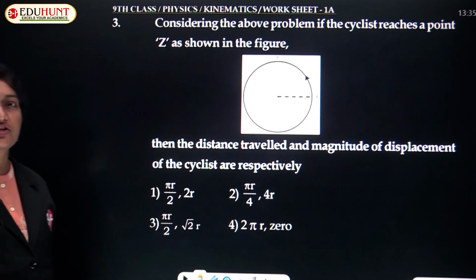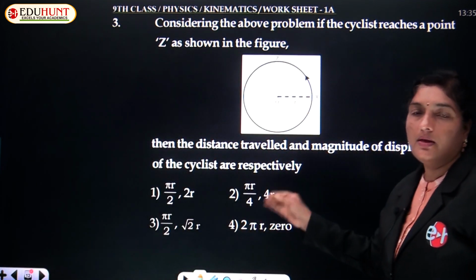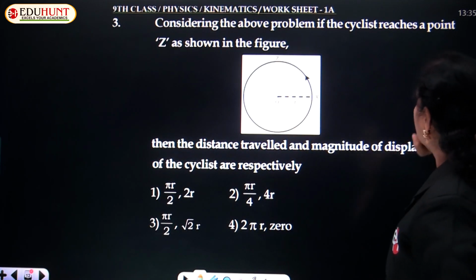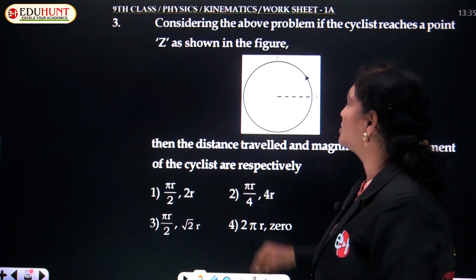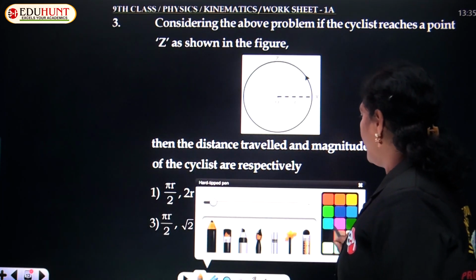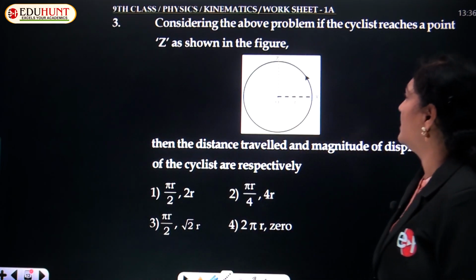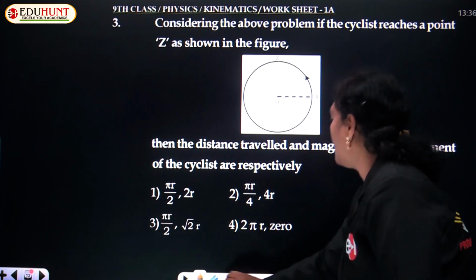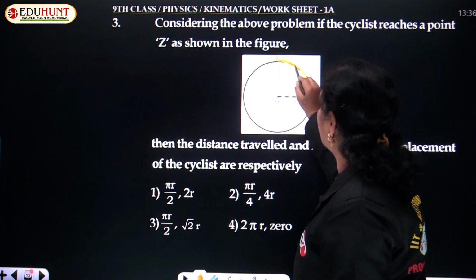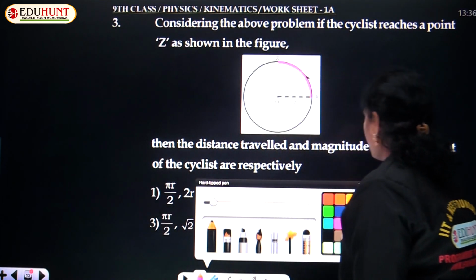Next, moving to the third question, children. Third one, considering the above problem, the same problem, that person moving in the circumference of a circle starting from a point X, the cyclist reaches a point Z as shown in the figure. So this is the figure as shown, and now the cyclist reaches exactly some position, say Z, something like this. From here to here. So this person now moves from point X to point Z. This is the displacement of the body. Yes, only that particular portion, children.